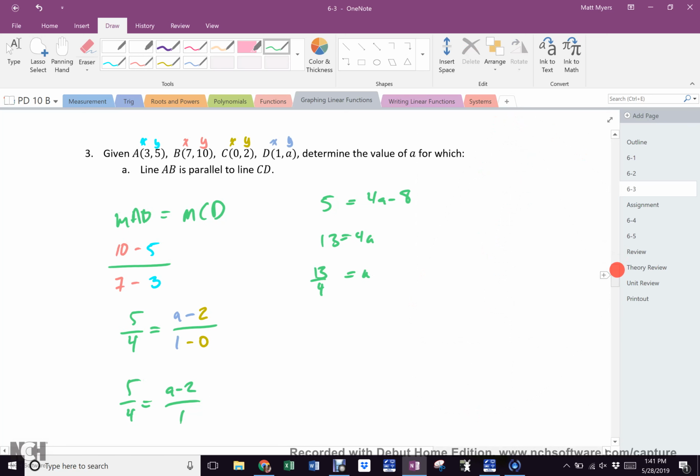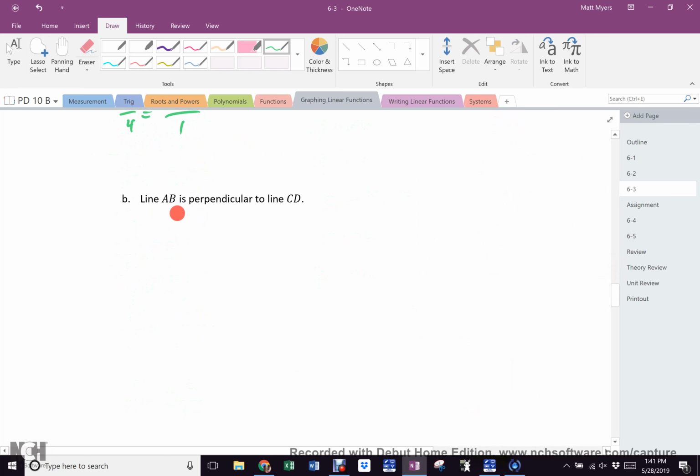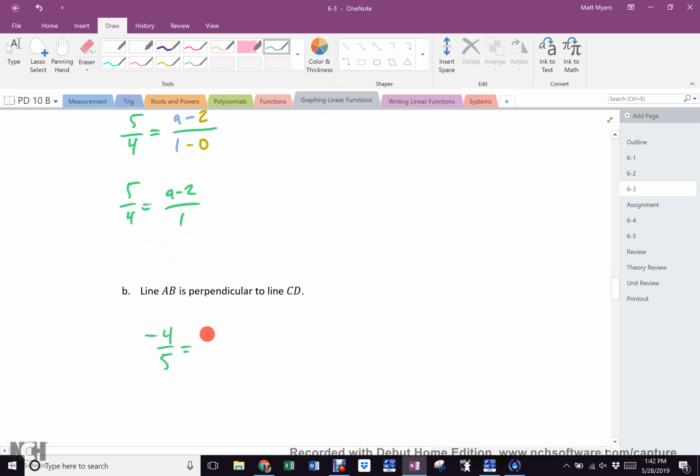Now, knowing what you know now, line AB is perpendicular to line CD. When they're parallel, they had to be the same. What happens when they're perpendicular? Opposite reciprocals. So do I want 5/4 anymore? What do I want now? Negative 4/5. Does it still equal A minus 2 over 1? That one doesn't need to change, does it? Solve it.